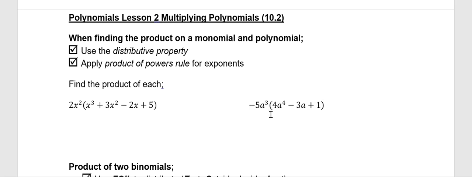There are no additional terms being added or subtracted. So this negative 5a to the third on the outside of this parentheses is a polynomial of one term, so it's called a monomial. It's going to be multiplied by this polynomial, 4a to the fourth minus 3a plus 1. Likewise, going back to the first example, the polynomial on the outside is a monomial because it's a single term of 2x squared. It's being multiplied by this polynomial made up of 1, 2, 3, 4 terms, and that polynomial is x to the third plus 3x squared minus 2x plus 5.